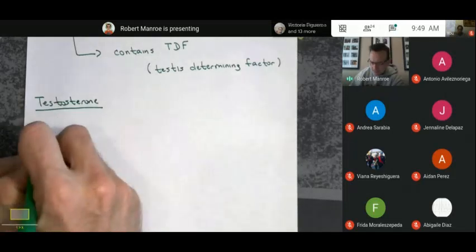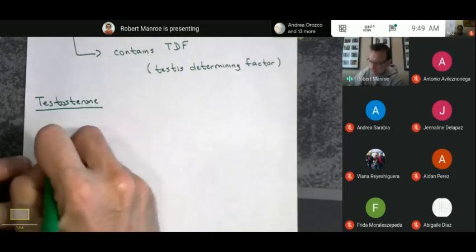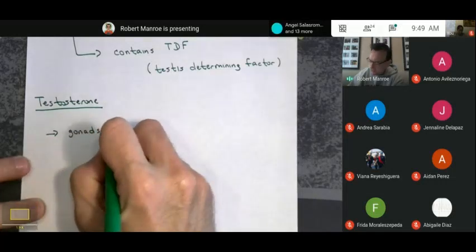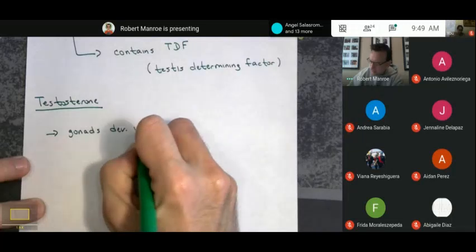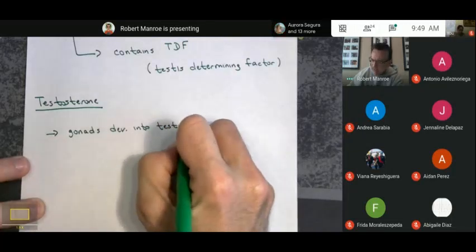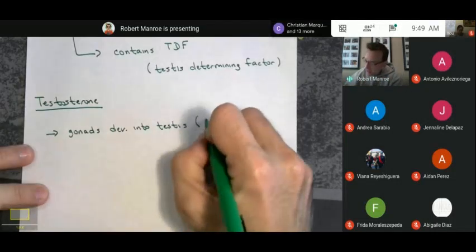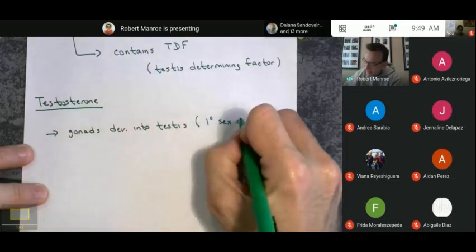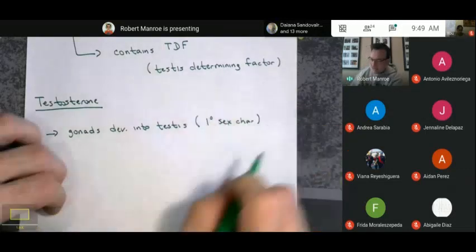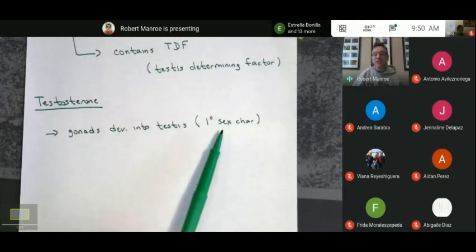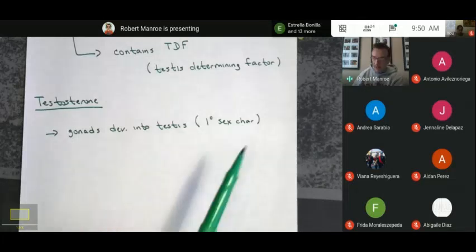Okay. So testosterone is the hormone that causes gonads to develop into testes, okay? Because again, don't forget, it's that same primary tissue. And this is what we would consider a primary sex characteristic. The development and expression of ovaries or testicles is definitely a primary sex characteristic because it determines your fertility, okay?